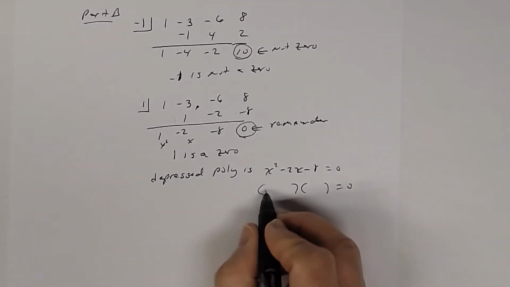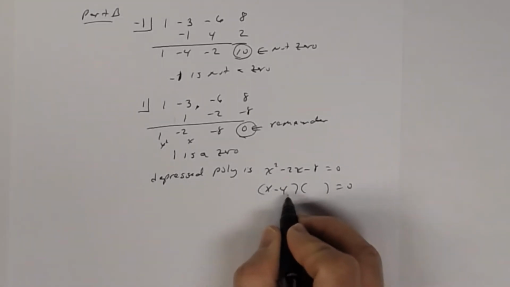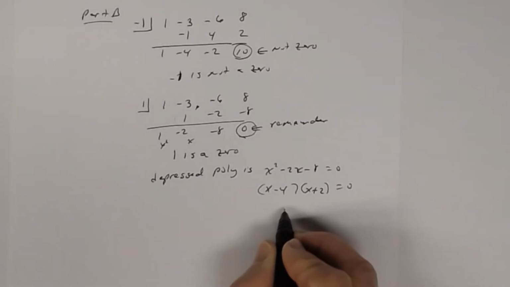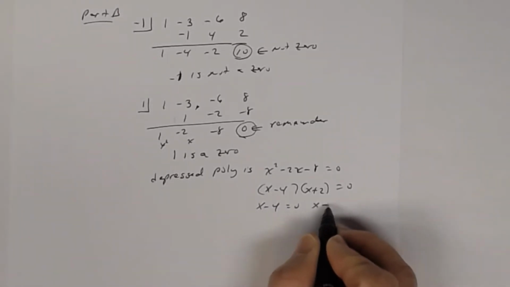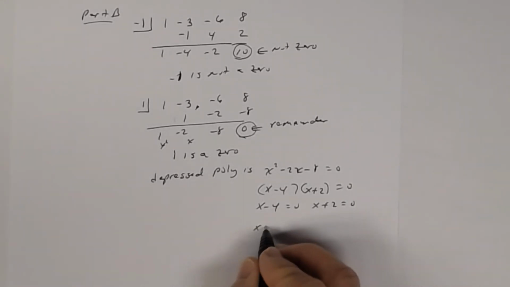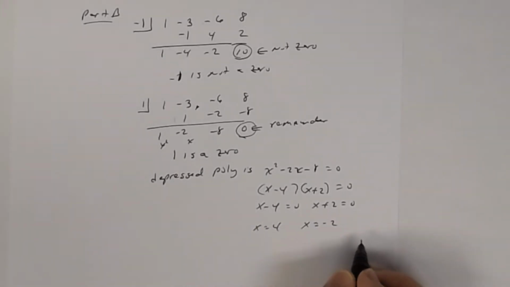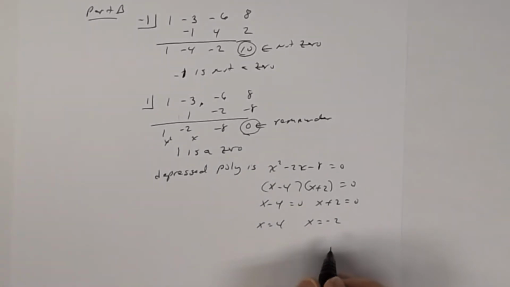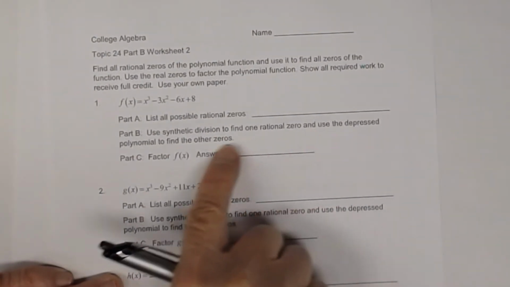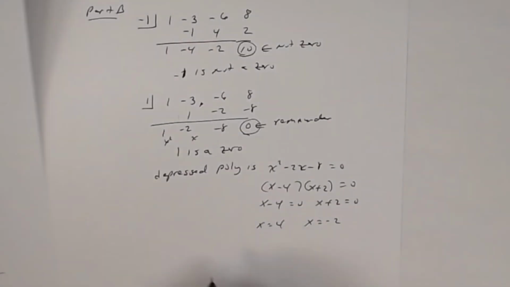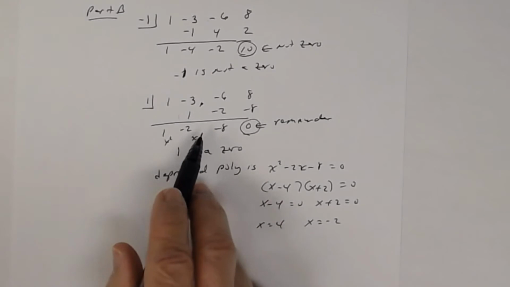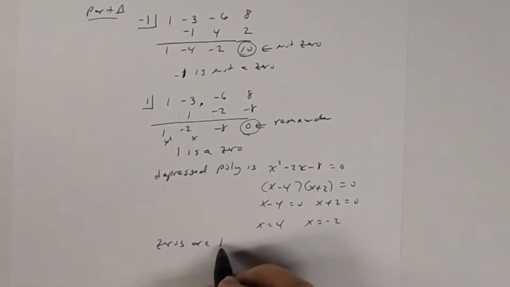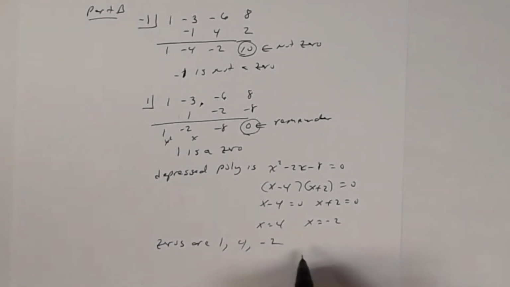And so when I factor, I get x minus 4, x plus 2, right? And so to find your other zeros, I'm going to set that equal to 0. And so I get x equals 4 and x equals negative 2. All right, now remember, it said to use the depressed polynomial to find the other zeros. So my zeros are, we found one here, so 1, 4, and negative 2.